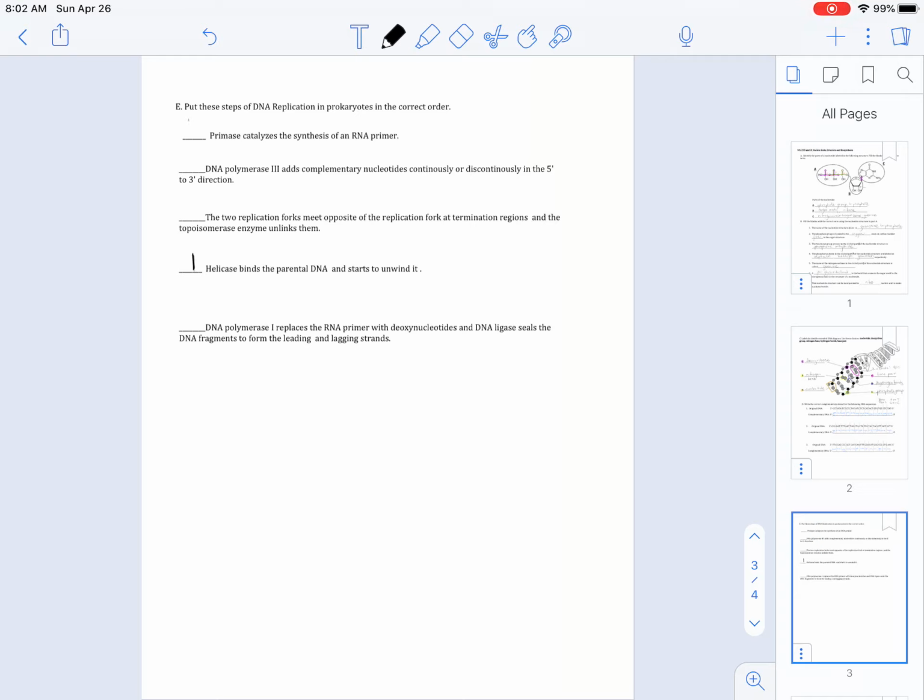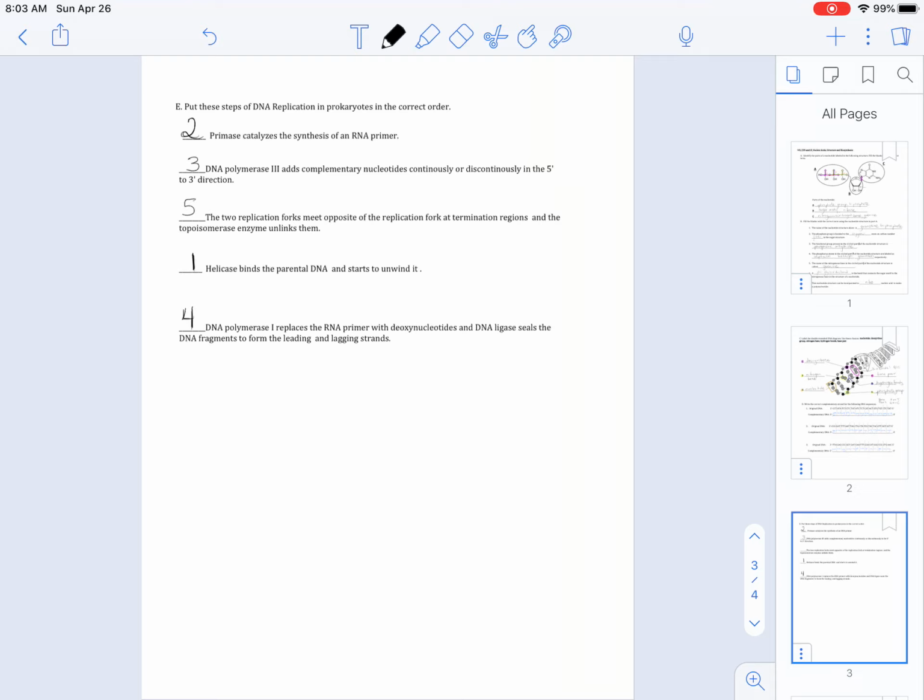Then we're going to have primase catalyze the synthesis of the RNA primer. Then we're going to have DNA polymerase 3 add complementary nucleotides continuously and discontinuously in the 5' to 3' direction in the system. Then we're going to have DNA polymerase 1 replace the RNA primer and place deoxynucleotides. Then the ligase is going to be sealing the DNA fragments in both the leading and the lagging strand.